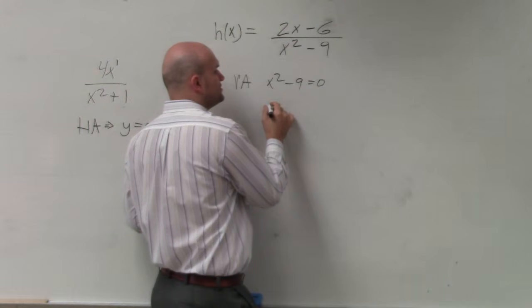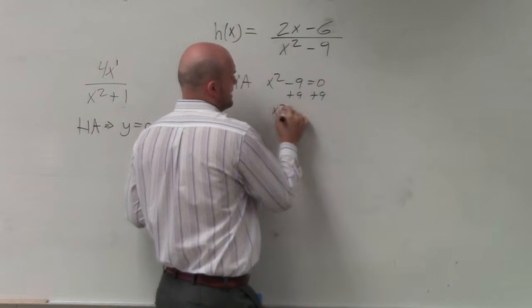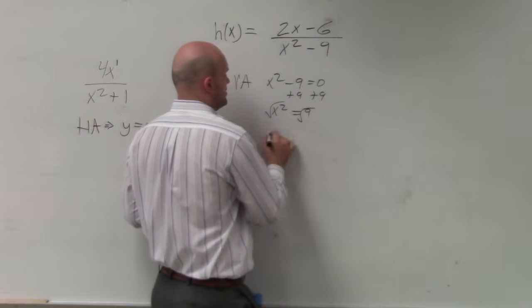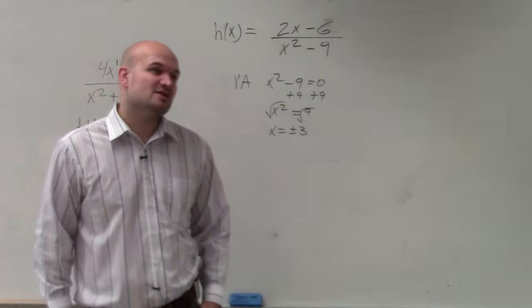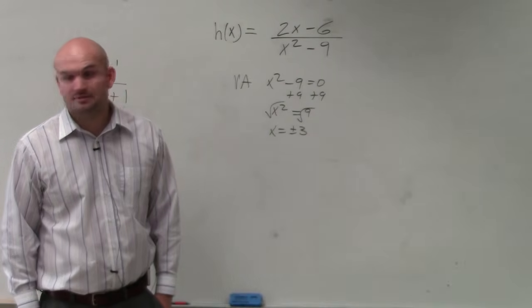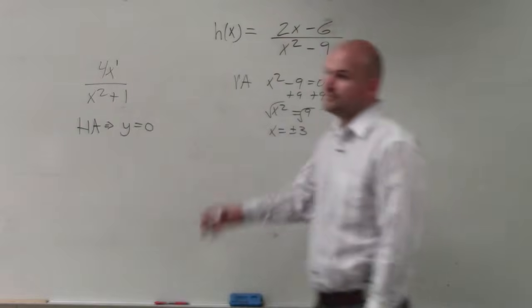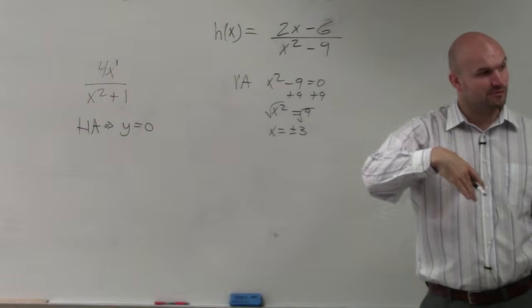Because if you were to go ahead and do that, you would add 9. You could say x squared equals 9, square root, x equals plus or minus 3. So you could say that the vertical asymptote occurs at positive 3 and negative 3. But guess what? That's not the case. Because remember, whenever we're dealing with discontinuities, we need to check, are they removable or non-removable?